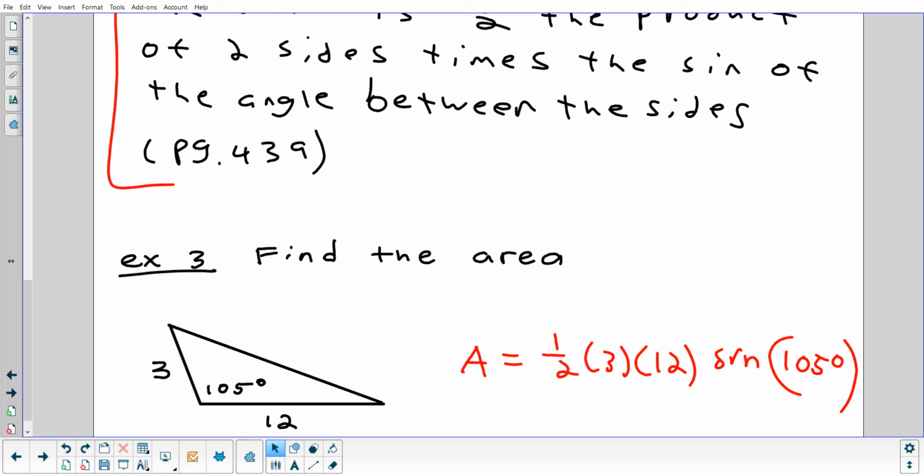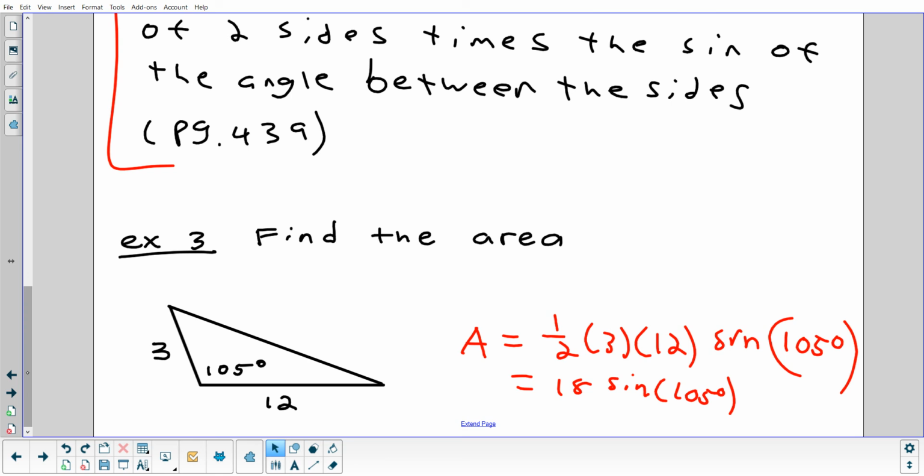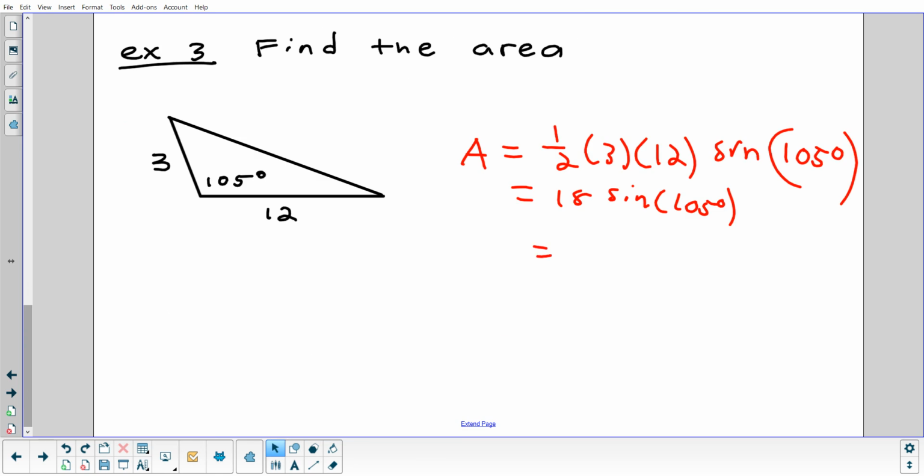So what's that going to be? Half of 12 is 6. 6 times 3 is 18. So that's going to be 18 sine 105. Just type that in on your calculator and see what you get. Oh, yeah, what do you get? 17.387. Just remember it's an area. If I knew the label, I would put square feet or square inches, but I don't know the label, so I'll just leave it.